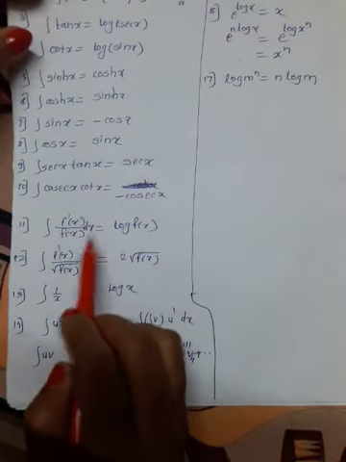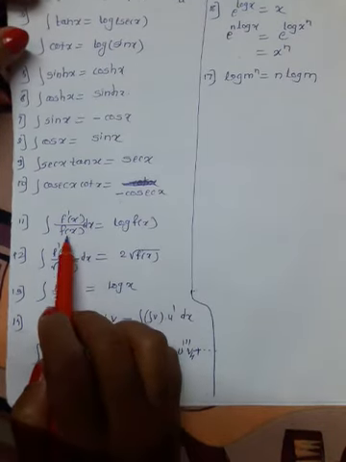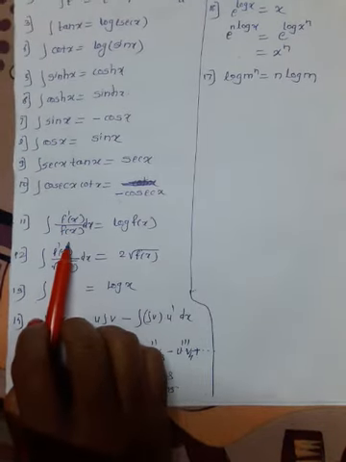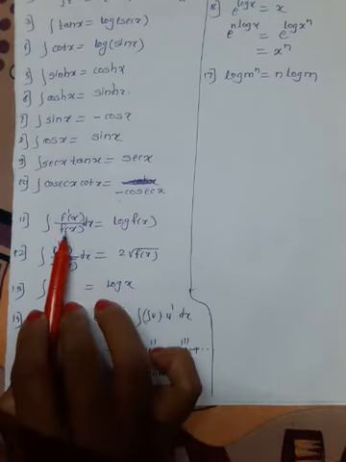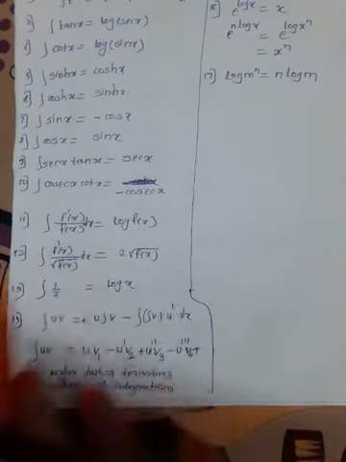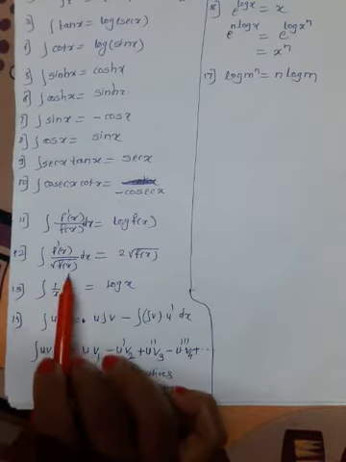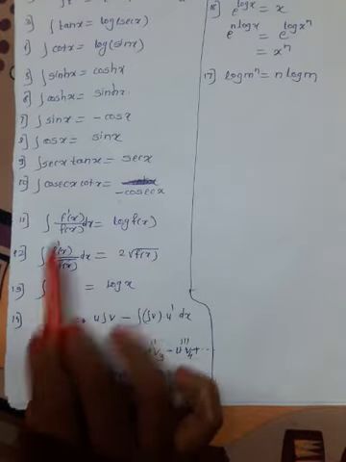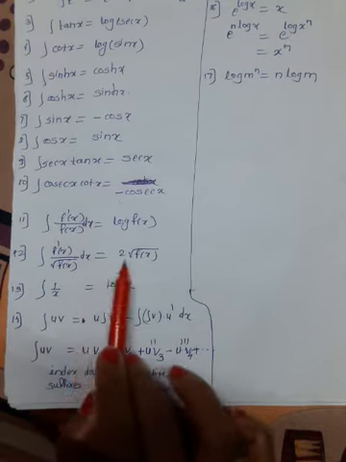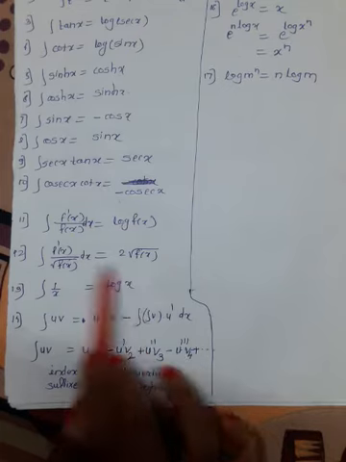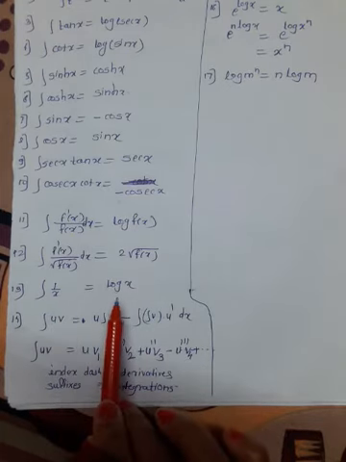The integration of f dash x upon f x is log of f x. If the denominator contains one function and the numerator contains its derivative, then the integration becomes log of the denominator f x. These are the formulas. The integration of f dash x upon root of f x: if there is a root in the denominator, the integration becomes 2 root f x. And the integration of 1 upon x is log x.